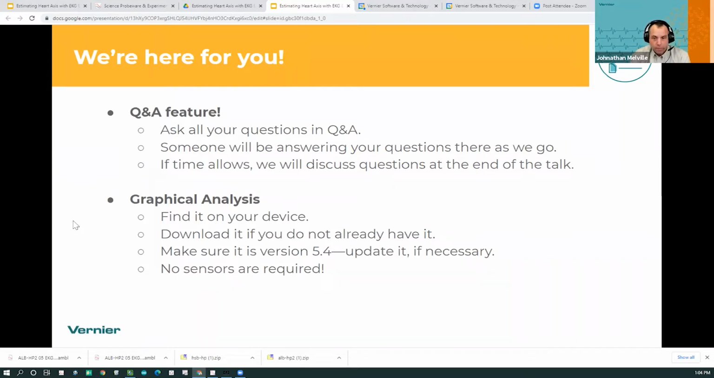The other thing that you probably are going to want to do is, if you don't have Graphical Analysis, go to our website or go to the Chrome store, iOS store, whatever you want, and download it. And just make sure that it's the latest version. But we might be past 5.4. Let me take a look. Yeah, sorry, we're on 5.11. So I will have to update that slide. We're on actually 5.11, and no sensors are necessary.